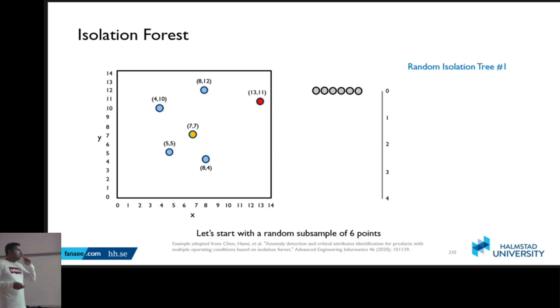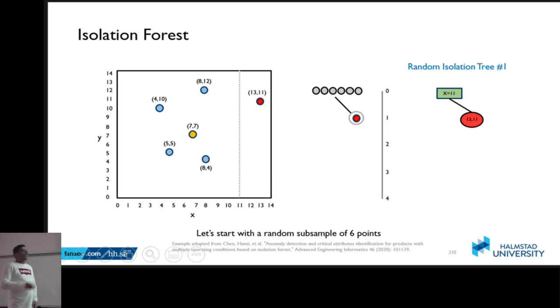Let's see an example. First, let's take a subsample of data. Let's say that our data has 100 examples, and we take only 6 points. We pick a random feature, like imagine this is a weight or this is a height, and we make a random split. We split the data at 11, right? So these points become isolated very fast. The first cut, it got out.